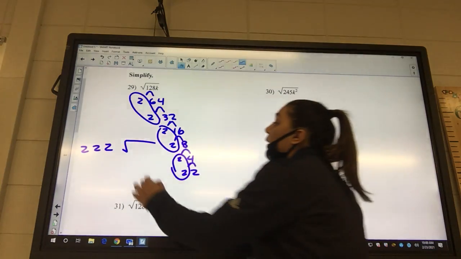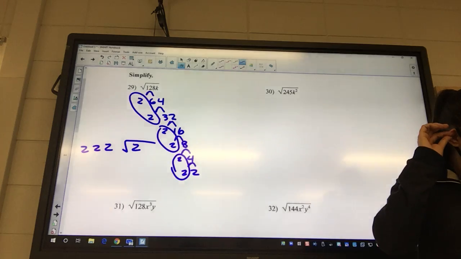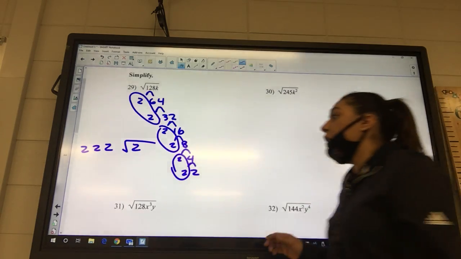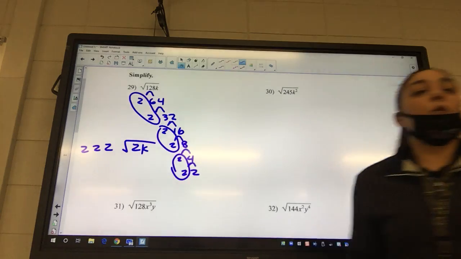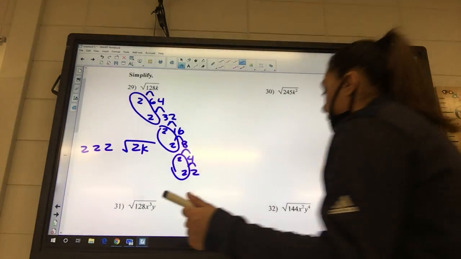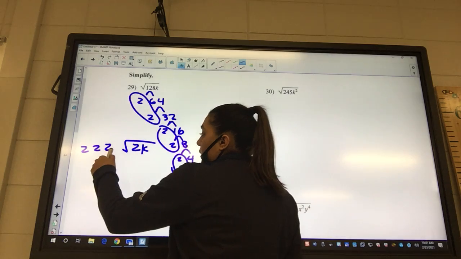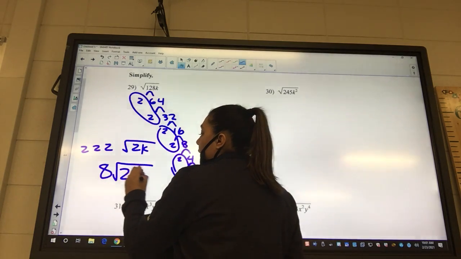So 1, 2, 3. And then how many can't go? 1 of them. What about the letters? He's got to go in the house because there's only 1. Okay, what do we do with the outside? We multiply them. So 2 times 2 times 2, 8. So you're going to have 8 square root of 2k.